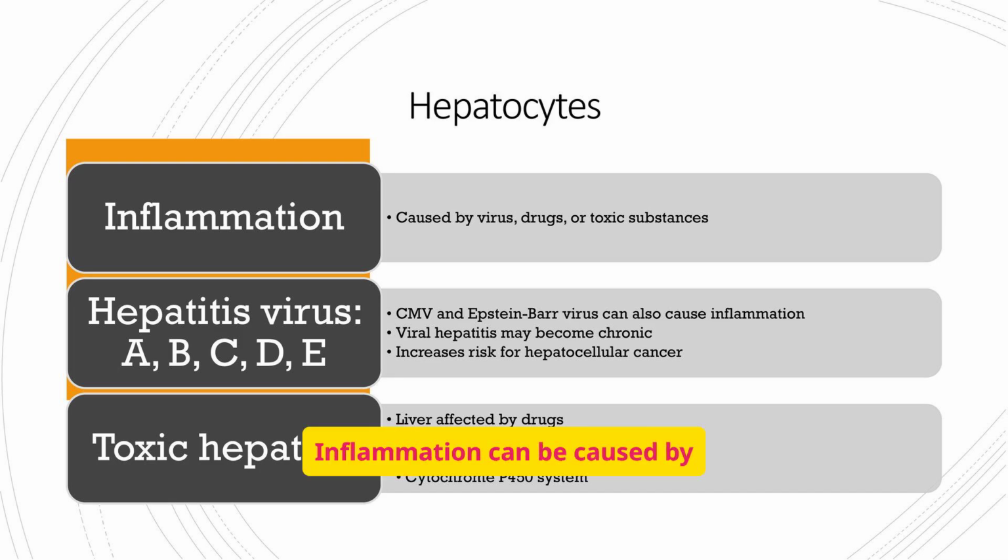Inflammation can be caused by viruses, drugs, or toxins. Hepatitis viruses like CMV and Epstein-Barr can also cause inflammation, and viral hepatitis may become chronic, increasing the risk for hepatocellular cancer. Toxic hepatitis can result from exposure to drugs like acetaminophen, which are processed by the cytochrome P450 system.